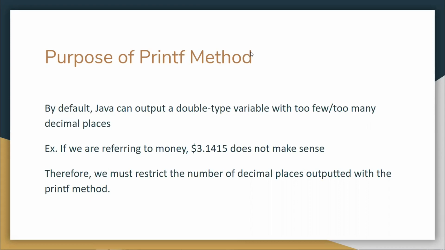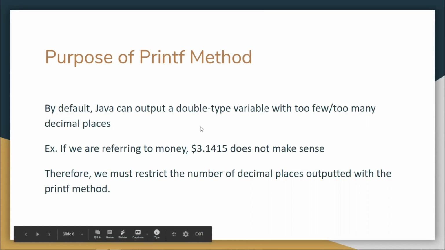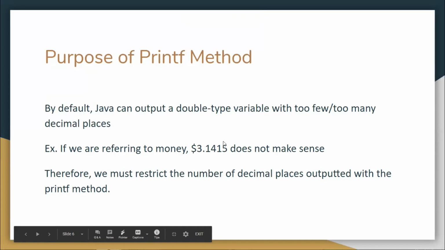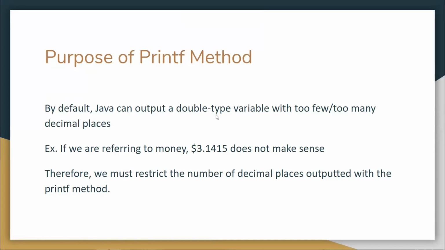because the smallest unit for money is cents, so we wouldn't have the extra decimal places at the end. So in this scenario, we would want to restrict the number of decimal places outputted with the printf method. An example of when we use this would be if we're calculating a sales tax percentage. The actual calculation, for example if it's 7%, might give you a very messy double type variable with a lot of decimals at the end. But we want to remove and round the decimal places at the end because we are referring to money, and the decimal places at the end don't really mean anything to us or the user of the program.